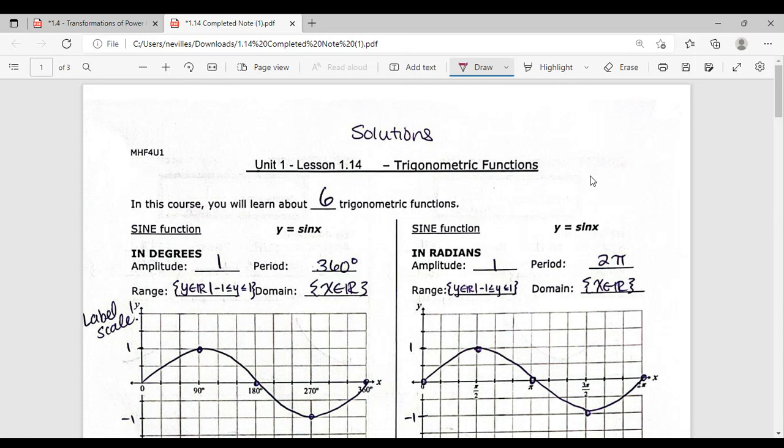Lesson 1.14, Trigonometric Functions. In this course, we're going to learn about 6 different trigonometric functions. The ones that you're used to are the sine of x function, cosine of x, and tangent functions. And what we were used to in the past is dealing with the period in terms of degrees. Now, in the last lesson, I introduced radians to you. So we're going to graph our trigonometric functions in radians for all of this course.